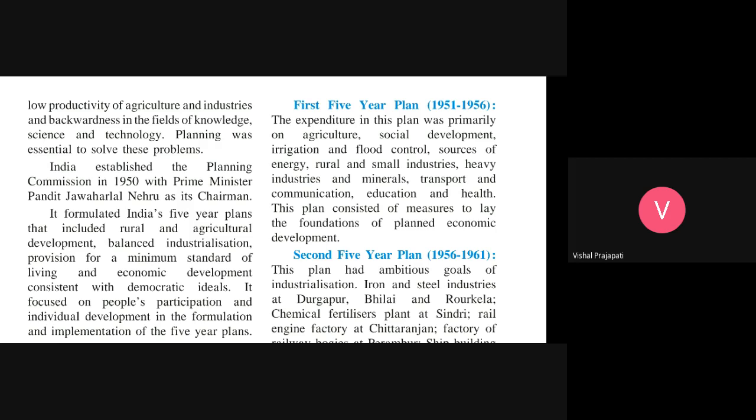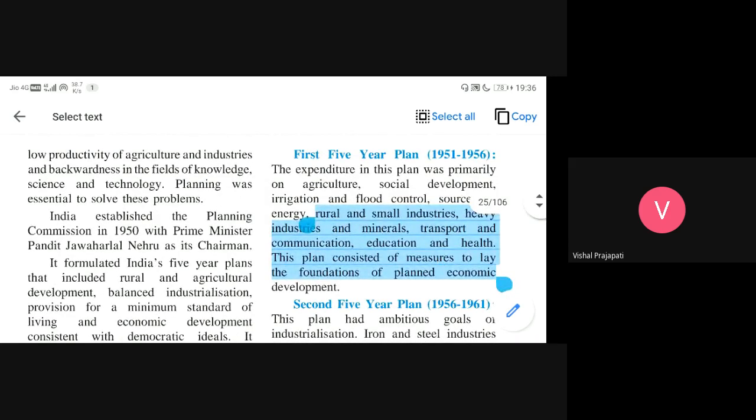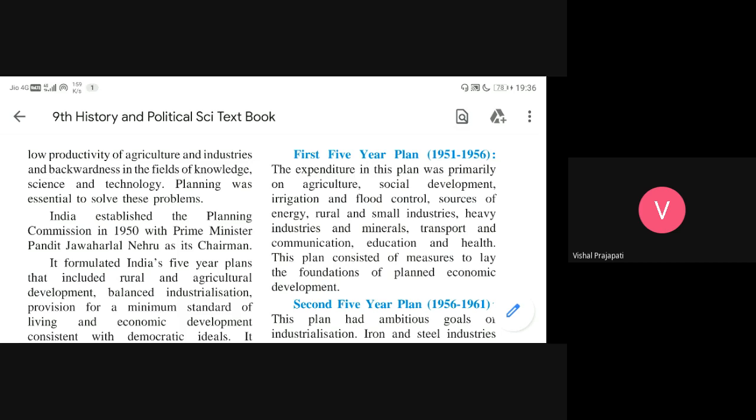Also, heavy industries and minerals. Rural and small industries. Transport and communication, education and health. So these were some fields where the government decided to spend its revenue. All right, what are these fields? Agriculture, social development, irrigation and flood control.